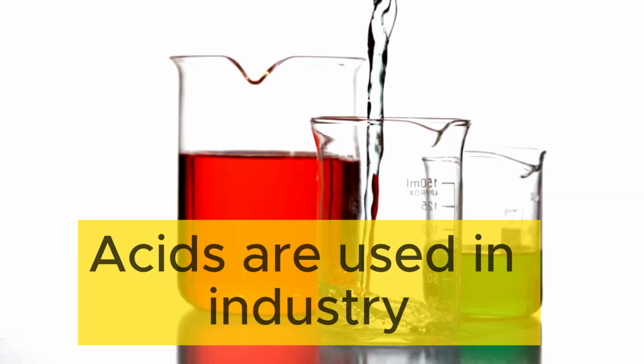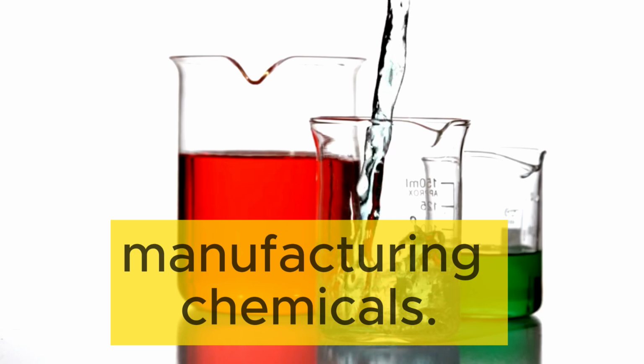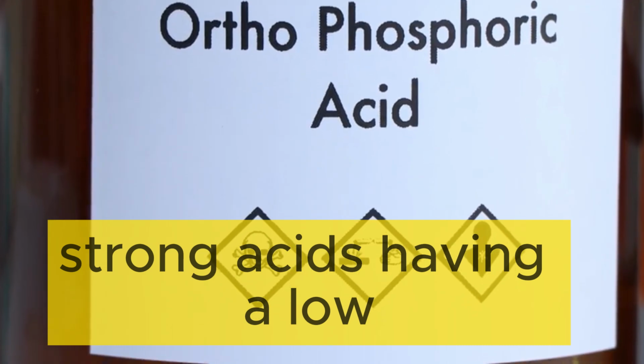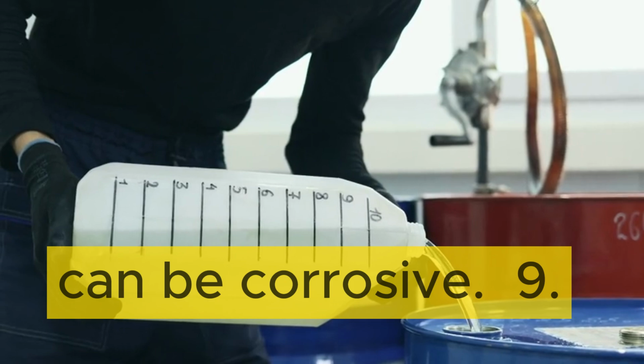Acids are used in industry for cleaning metals, producing fertilizers, and manufacturing chemicals. The strength of an acid is measured by its pH. Strong acids have a low pH, and safe handling is important because acids can be corrosive.